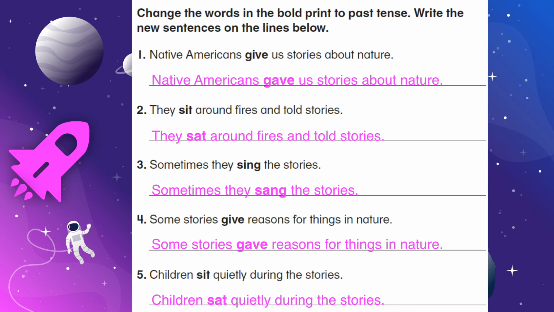Sometimes they sing the stories. Sometimes they sang the stories. Pay attention to the verbs, guys. Some stories give reasons for things in nature. Some stories gave reasons for things in nature. Children sit quietly during the stories. Children sat quietly during the stories.